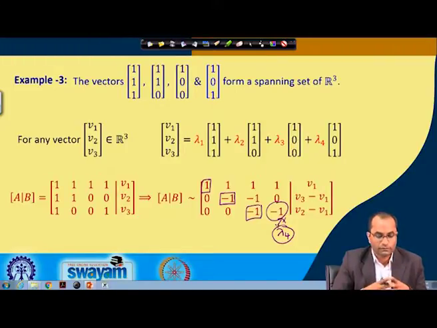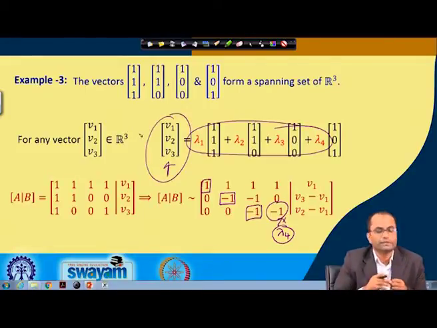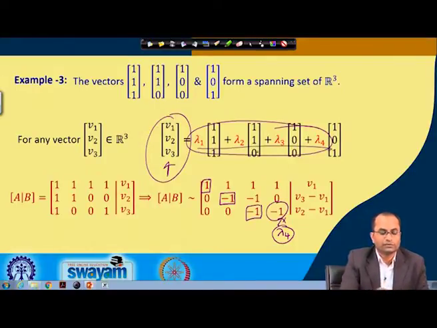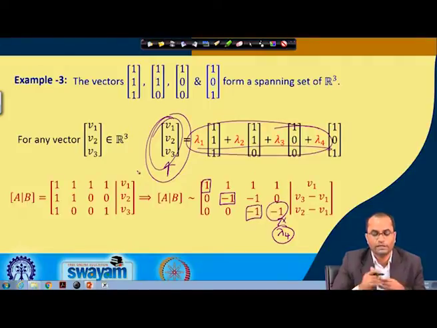Lambda 4 is a free variable, and all other lambdas will depend on the choice of lambda 4. So, what do we get now? The answer to this question is that we do have such lambdas which will add up to v1, v2, v3, and indeed in this case we have many choices. We have many choices for these lambdas to give this v1, v2, v3. In fact, this representation is not unique now.